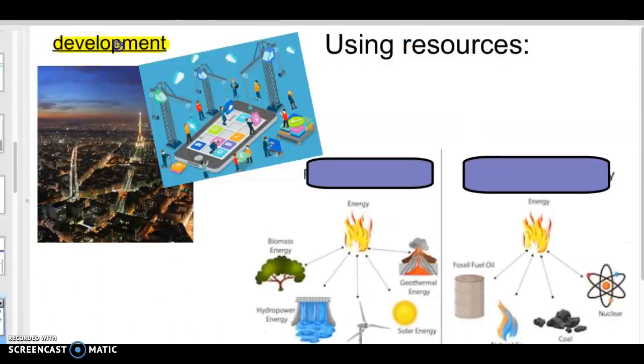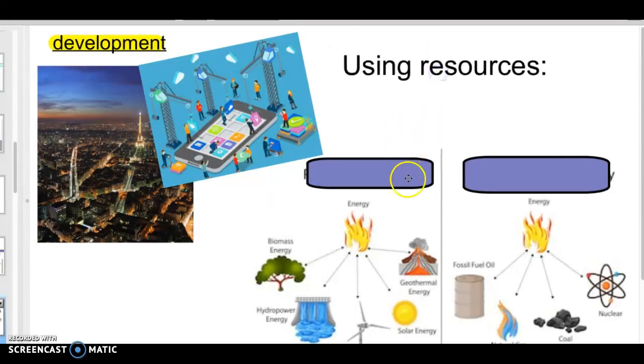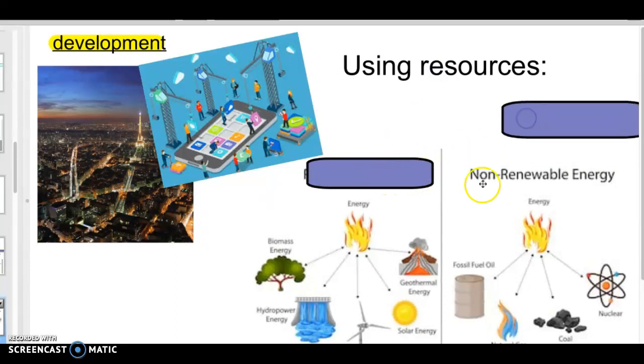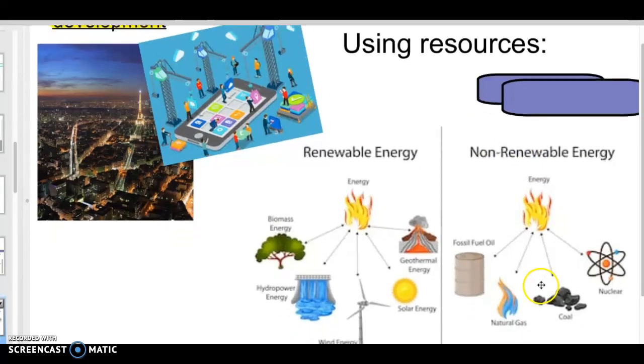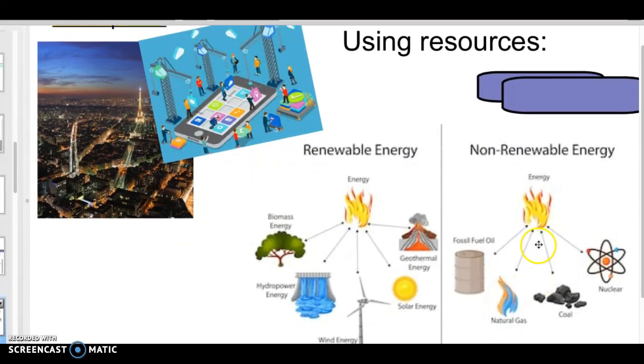So development is also something that is really important, and we need resources in order to develop our countries. And so we have two different types of resources. We have non-renewable resources and we have renewable. Remember that non-renewable means that it can be replaced, but not in our lifetime. It takes millions and millions and millions of years to get it back. So coal, oil, gas, those kinds of things.